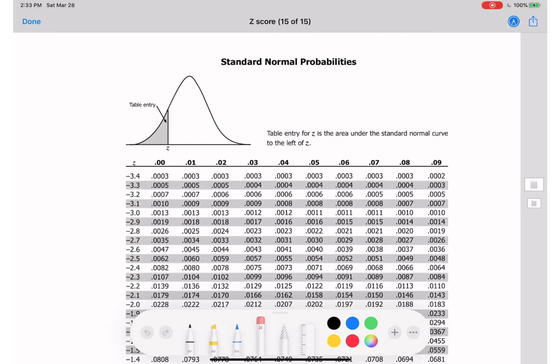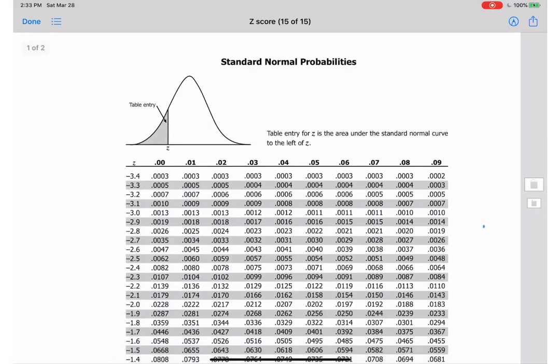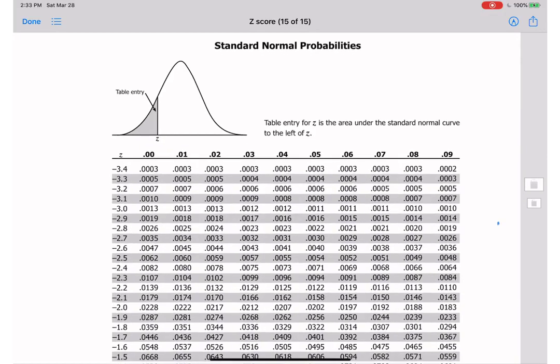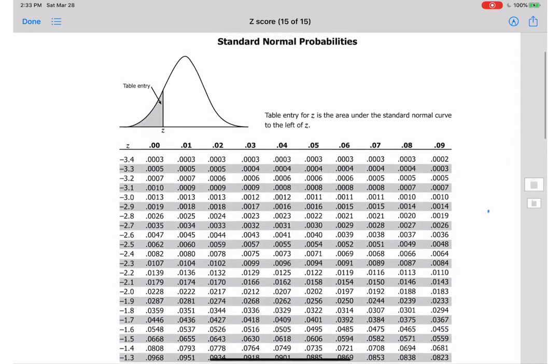Okay, in this video I'm going to record how to work with standard normal distribution, kind of a continuation of 5.1. This is chapter 5.2.